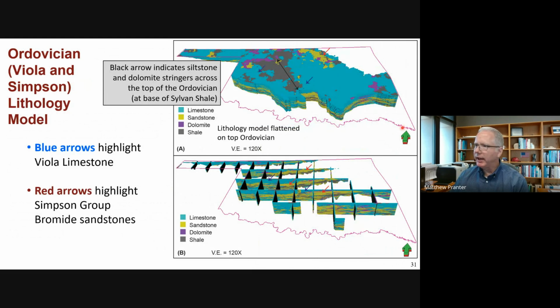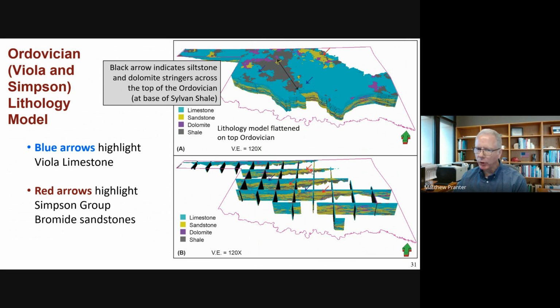Moving on to the Ordovician, the Viola limestone and the Simpson group. This again shows the lithology model for that interval, and this interval is primarily limestone with also quite a bit of sandstone associated with the Bromide. The upper part of the Ordovician is primarily the Viola limestone, and then the sandstone and shaly interval is the lateral distribution of the Bromide sandstones.